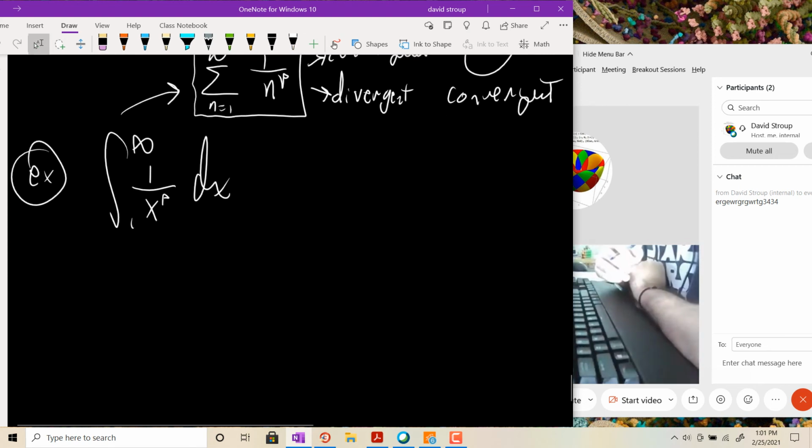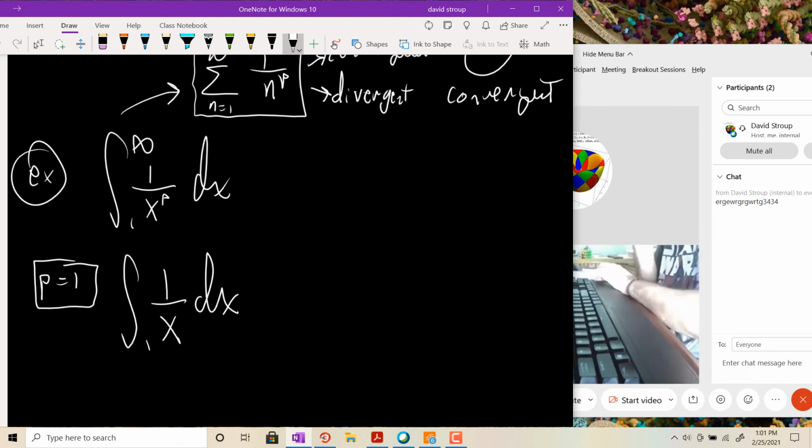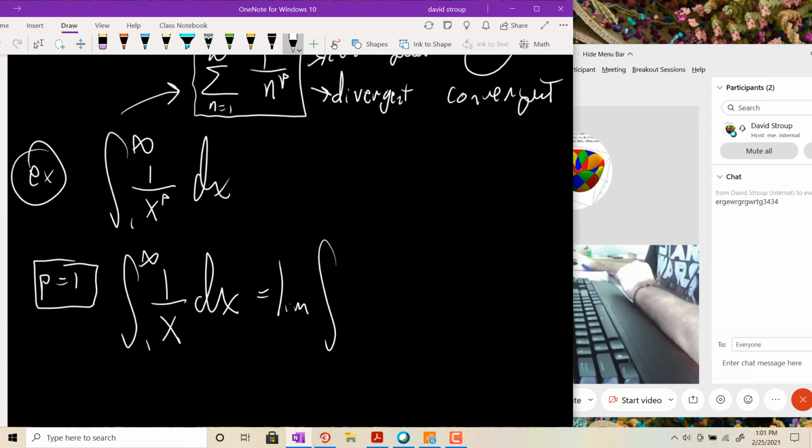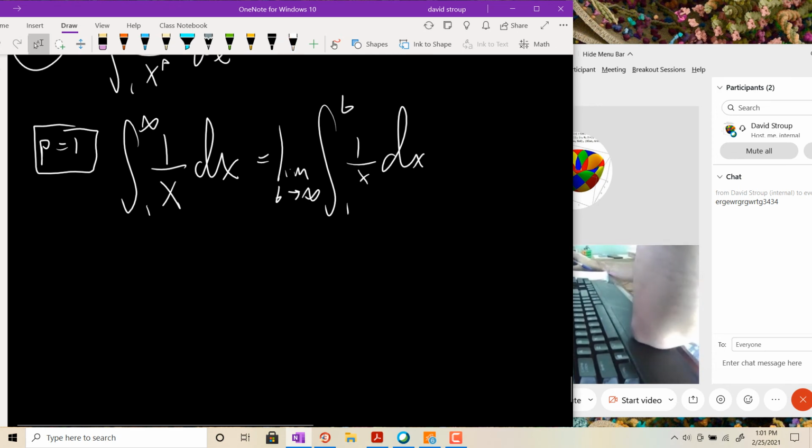So there are 3 cases for the p-value. The first case is when p equals 1. Actually, 2 cases when you're integrating: you either have a natural log integral when p is 1, or you're doing a power rule. So let's do this version first. Again, I'm going to replace the upper limit of the integral with a variable, and then take the limit as the variable goes to infinity. So 1 over x dx is just a natural log integral.